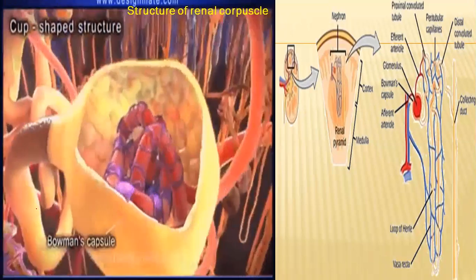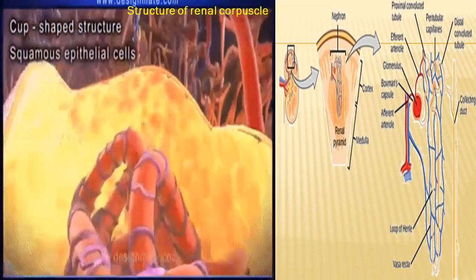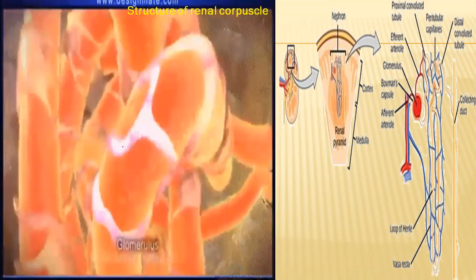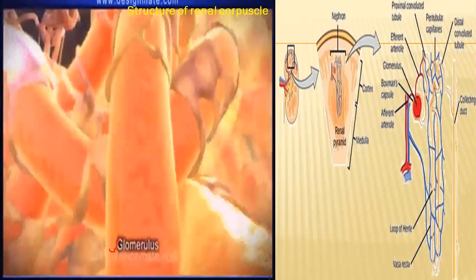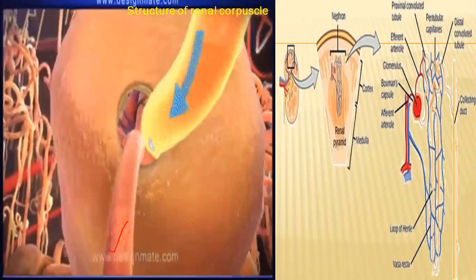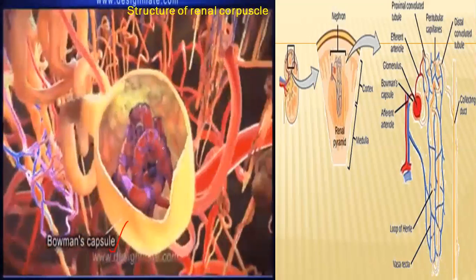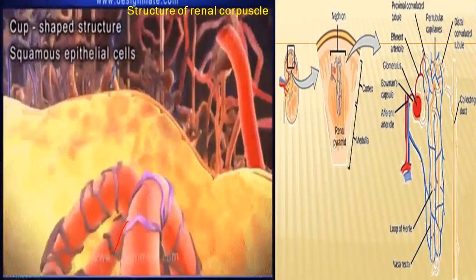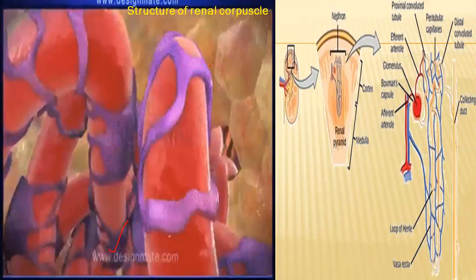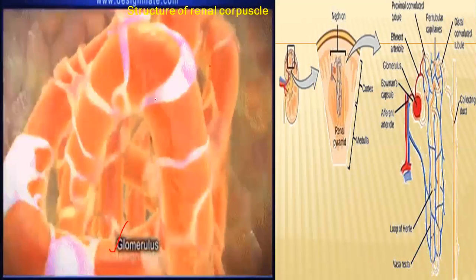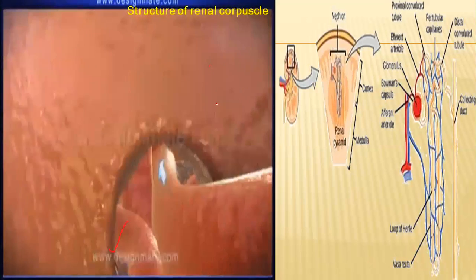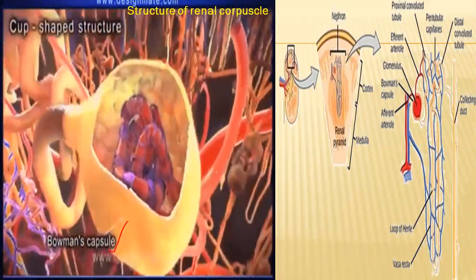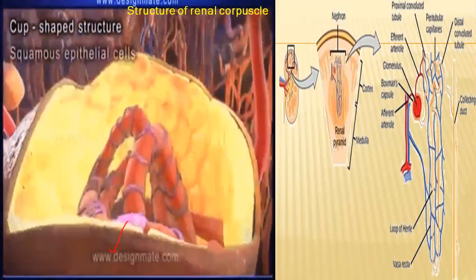Now we will see the structure of Bowman's capsule. It is a capsule-like structure with a very thin layer all around, but inside it there is a tuft of capillaries called the glomerulus. Blood comes inside through the glomerulus, and after filtering it goes out, and then exits through the renal vein.